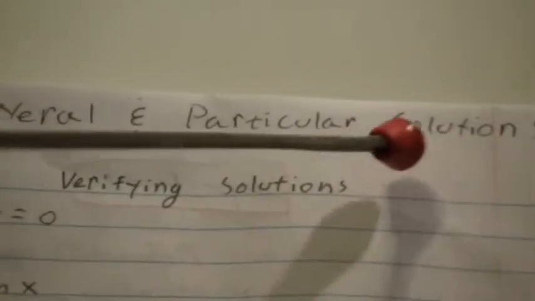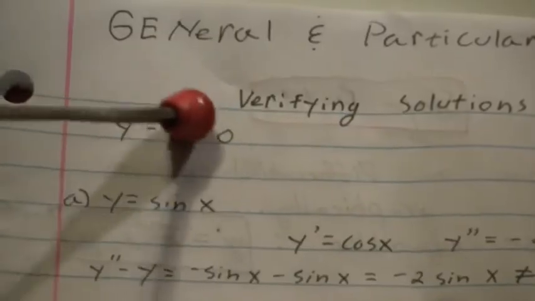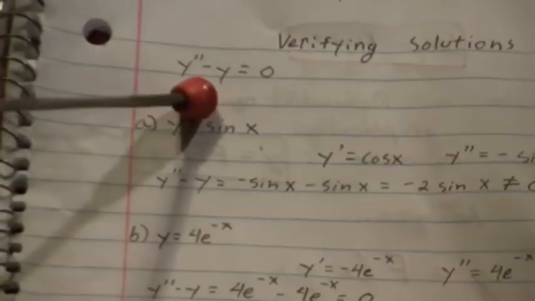These are general and particular solutions. So, here we have verifying solutions. We have a given equation, y double prime minus y equals 0, and we're given two solutions. We're going to verify these solutions and make sure that they in fact equal 0.